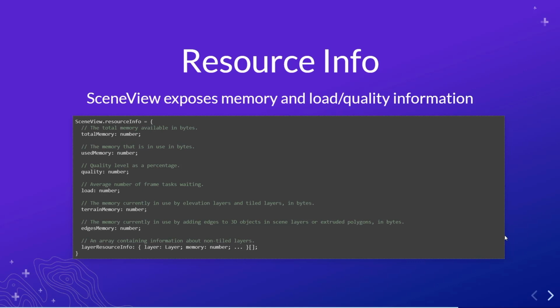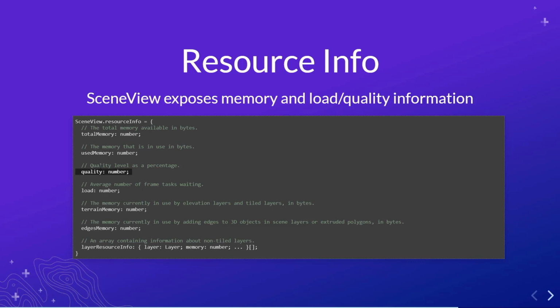Let us quickly take a look at what kind of resource information data we are exposing. So the total amount of memory available, this is controlled by the quality profile. We actually can't get that information from the browser, but depending on which quality profile you choose, you will set the limit for the total available memory. Then used memory is our estimate on all the resources that are currently loaded and to what amount of memory they sum up to.